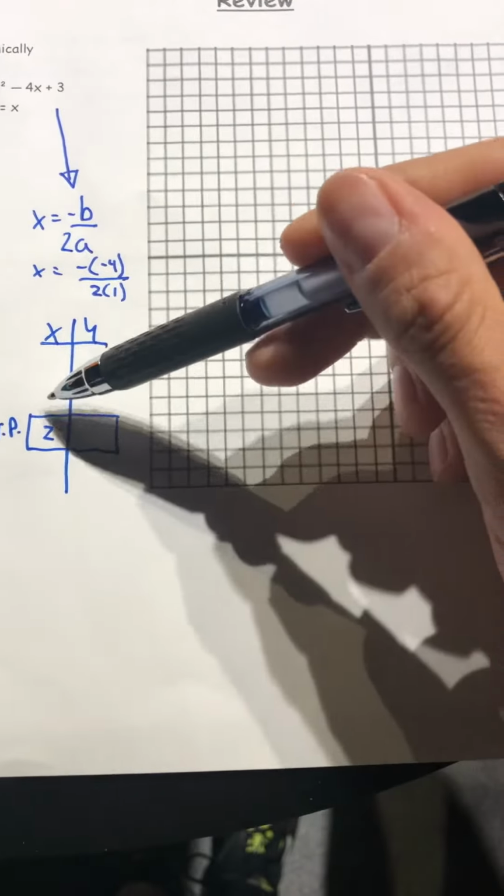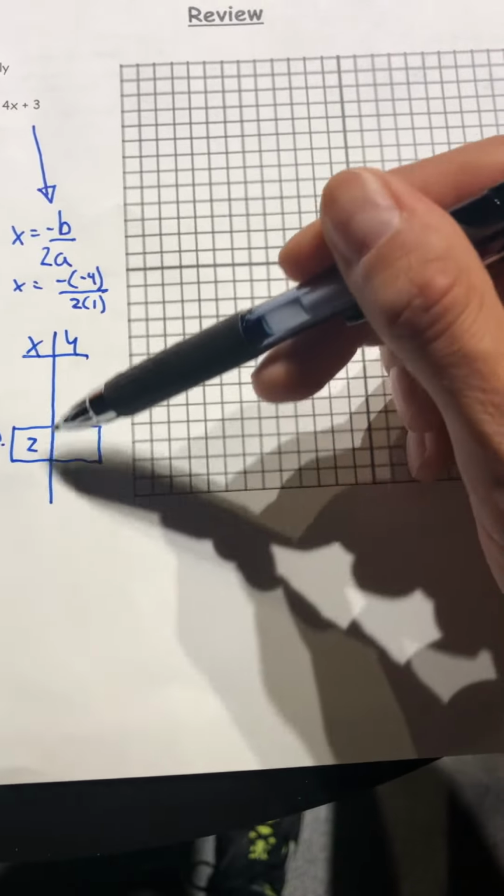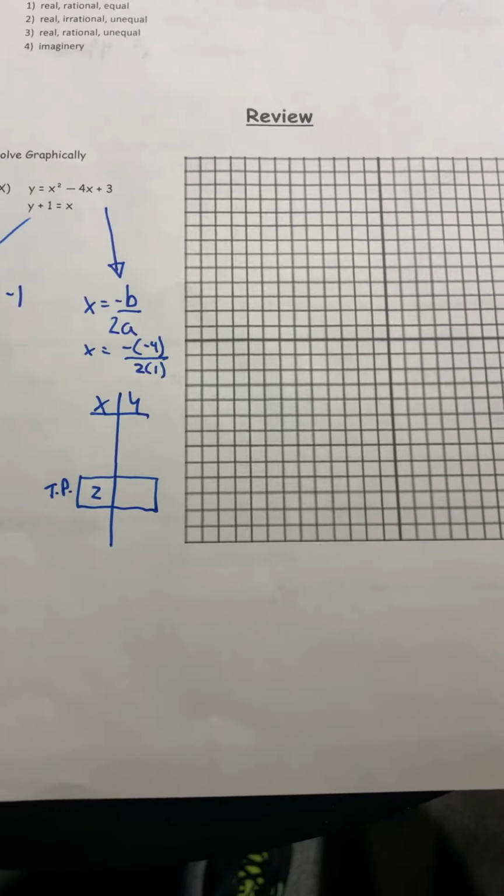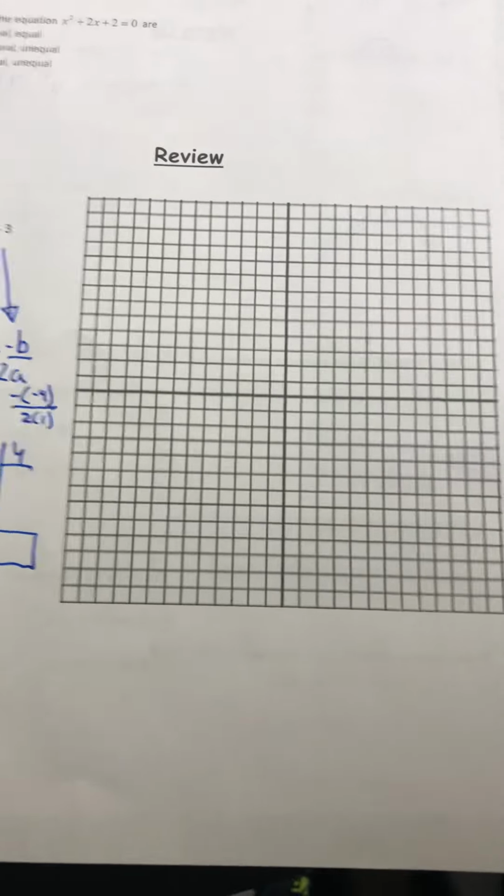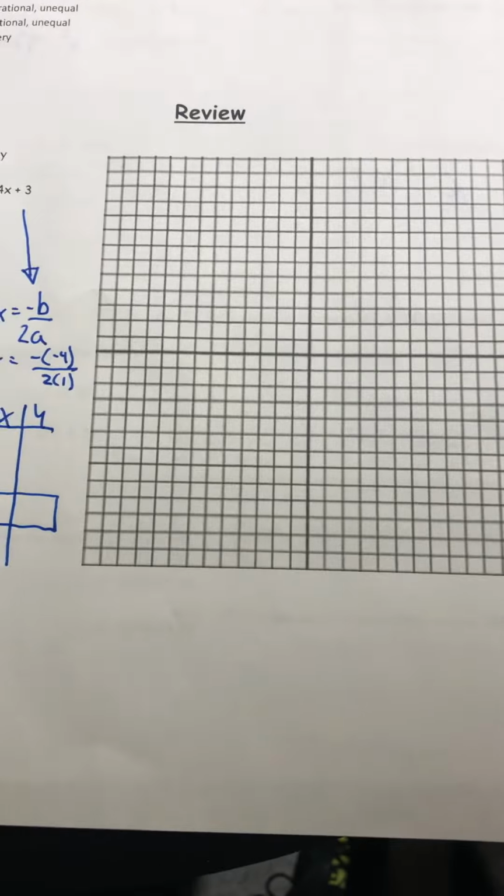You're going to want to take 4 values that are greater than and 4 values that are less than. You can use your calculator or do it by hand. You will then graph both of these and find the 2 points of intersection.